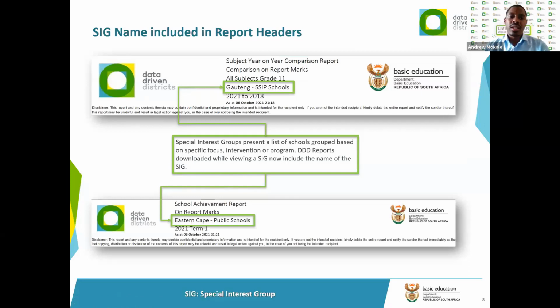So that is a very important piece of information for whoever is using that report to know that I'm not looking at all the schools of Gauteng, but just SIP schools within Gauteng. And then looking at the second example here, we can see that we are looking at the school achievement report, and this is for Eastern Cape as a province, but we're only looking at public schools within Eastern Cape. So the big value of adding SIG names or special interest group names into report headers is so that the user knows 100% how much data they're actually looking at.